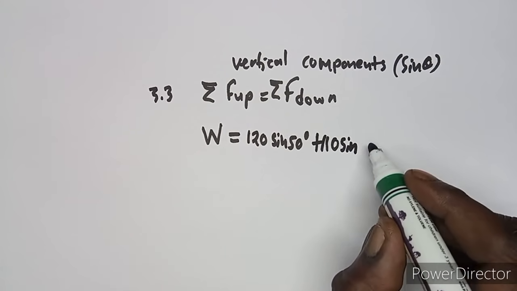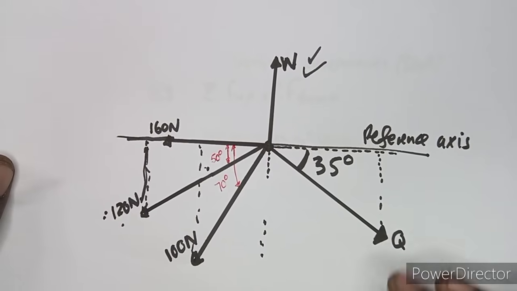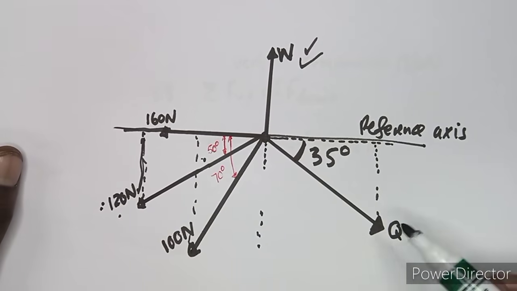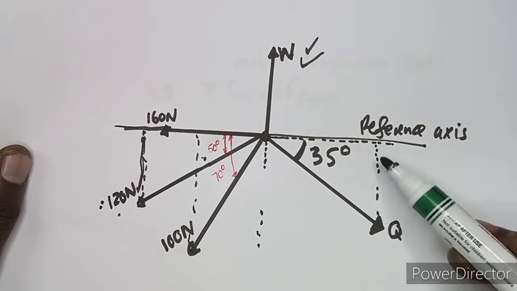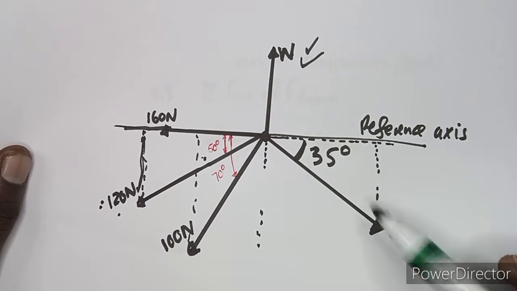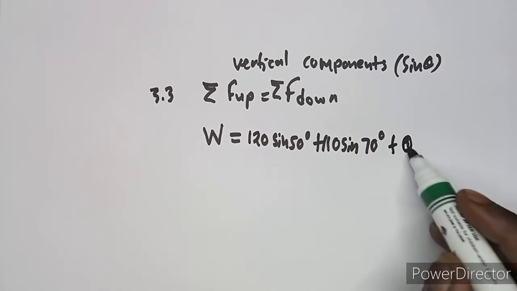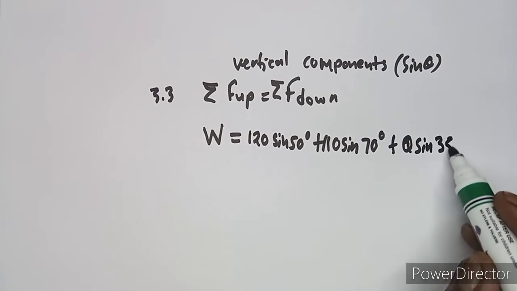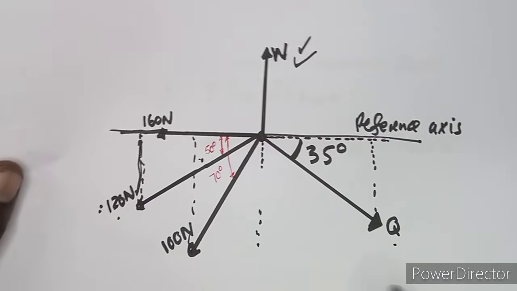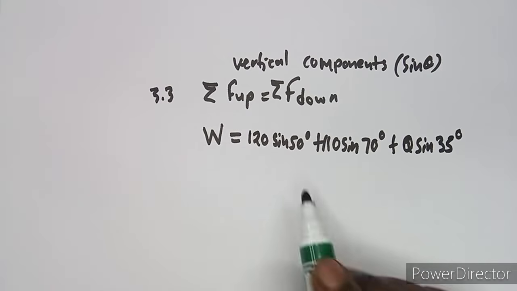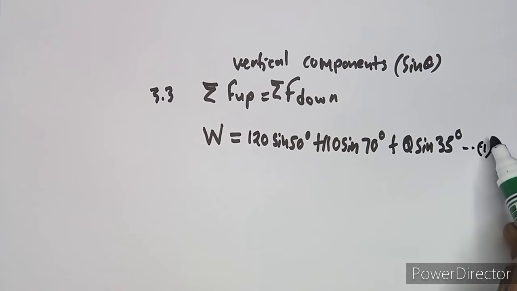So like I said, when these are equal, don't worry about the positive or negative because the force is always positive. If you are working with the magnitude, the magnitude of a force is positive. Then this is Q sine 35, plus Q sine 35 degrees. So this is what you're going to have. You formulated an equation, actually an equation for W, so we can refer to this as our equation 1.